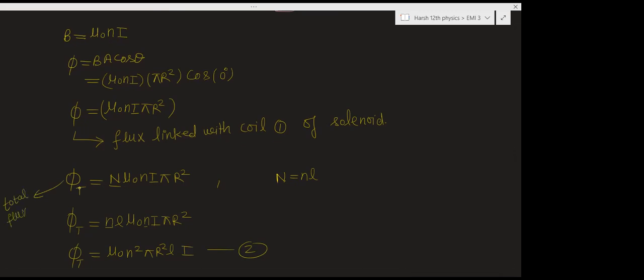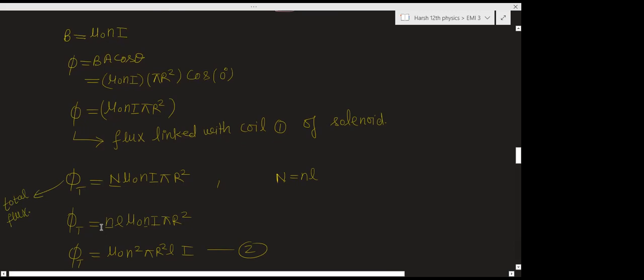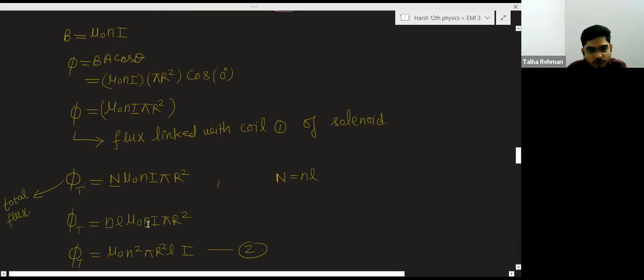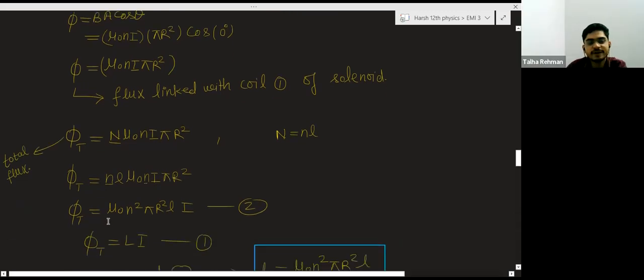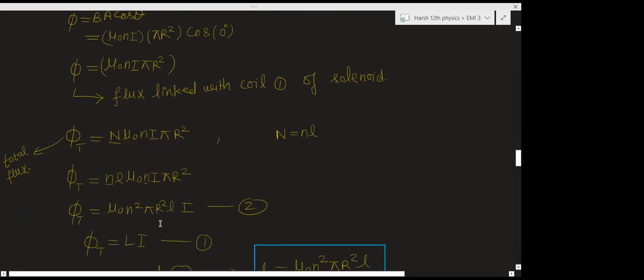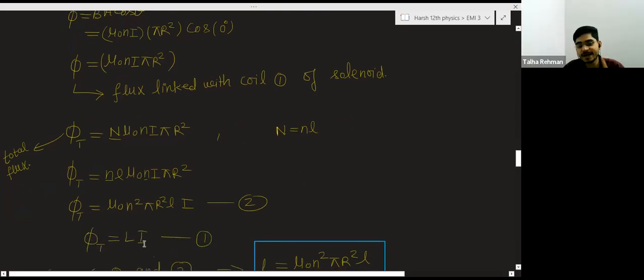So the final will be mu naught n, and this A will become pi r square. So you can write this in the form of mu naught n square pi r square L times I. I have told you this formula also: total flux in the coil is given by L into I. And you will compare this equation.